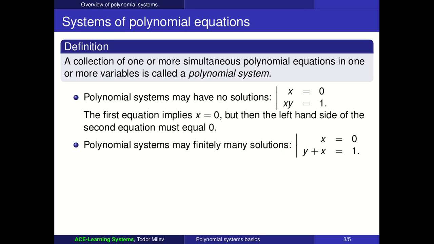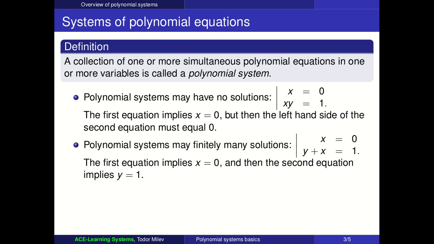Polynomial systems may have finitely many solutions. For example, here's a system with only one solution: x equals 0 and y plus x equals 1. Let's check that that system has only one solution. The first equation simply says that x is equal to 0. And then in the second equation, if you were to replace x with 0, we get y equals 1. So that is a polynomial system with only one solution.